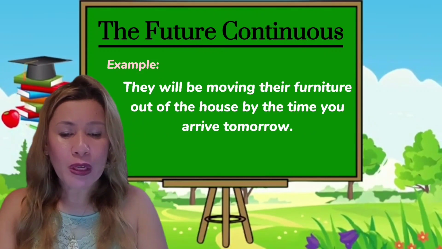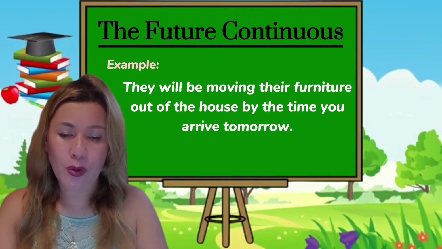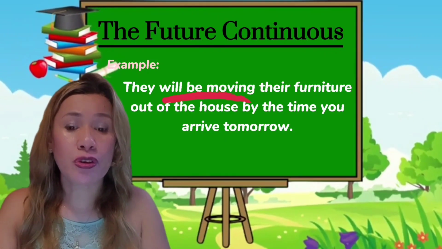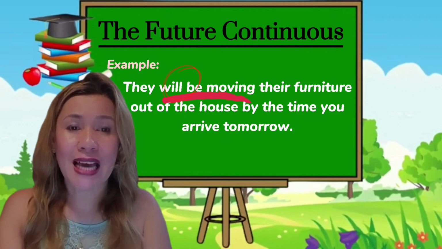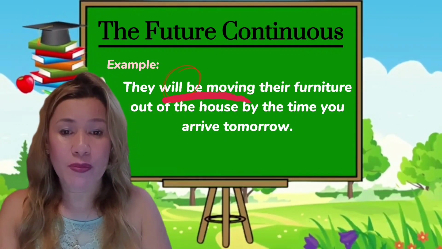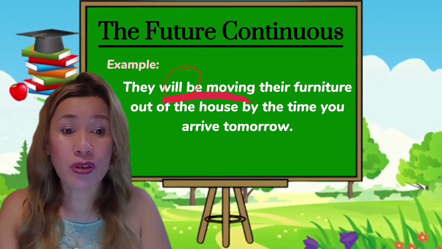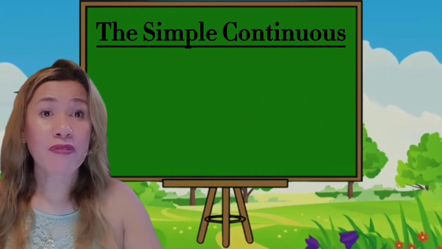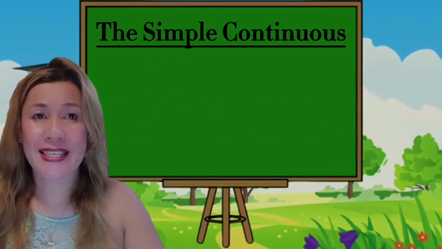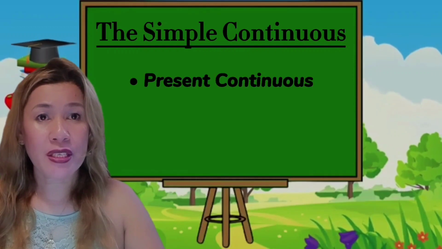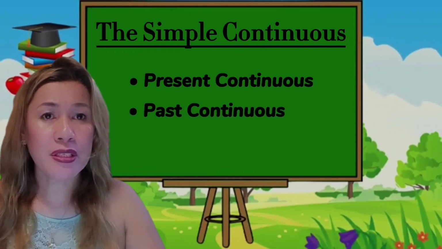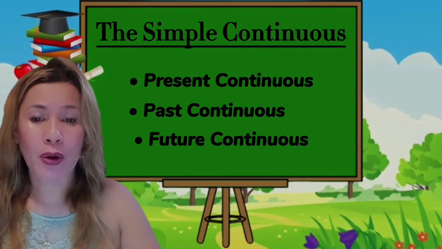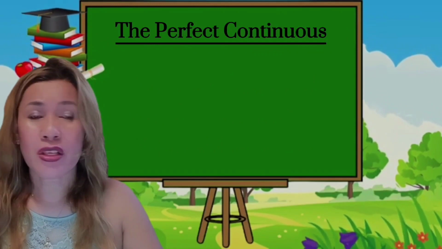Another example. They will be moving their furniture out of the house by the time you arrive tomorrow. Will be moving is our future continuous. You have will be plus ing form of the verb. So that's how we form our future continuous or future progressive tense. So pretty much we have covered the simple continuous tenses, namely the simple present continuous, the simple past continuous, and the simple future continuous. This time, I will now talk about the perfect continuous.